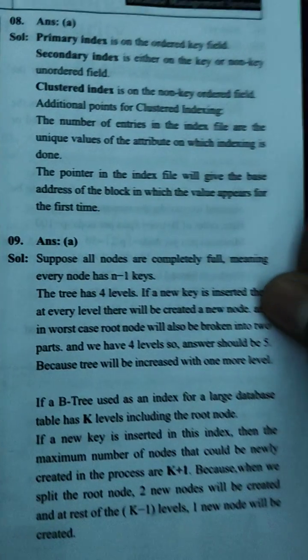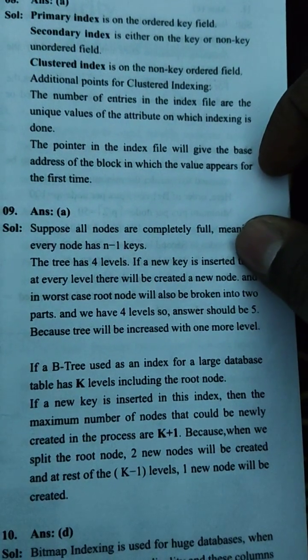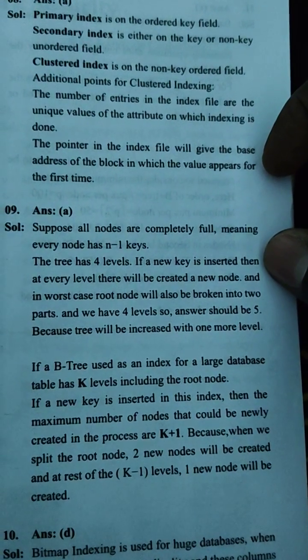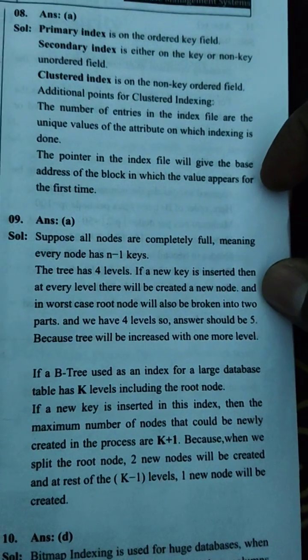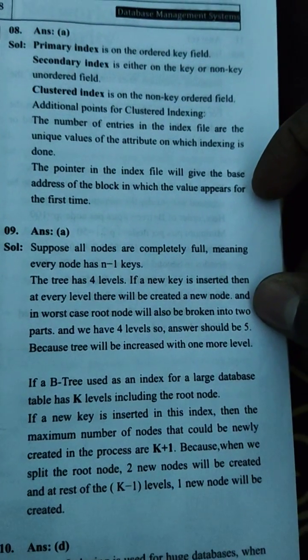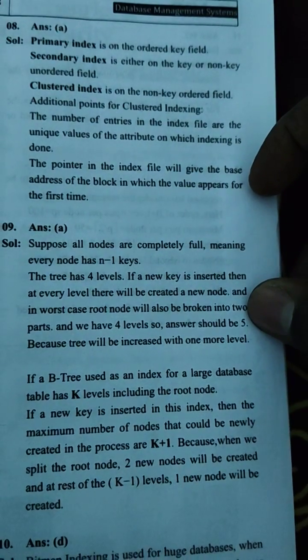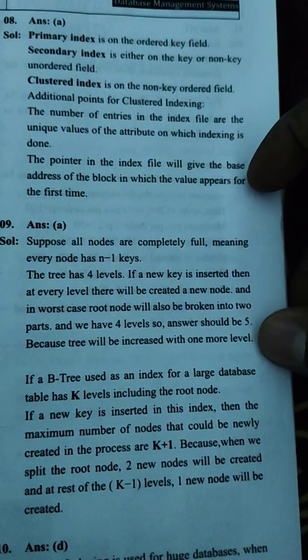For the 9th one, suppose all nodes are completely full, meaning every node has n minus 1 keys. The tree has 4 levels. If a new key is inserted, then at the leaf level a new node will be created, and in the worst case the root node will also be broken into 2 parts, and we have 4 levels, so the answer should be 5 because the tree will increase by one more level.